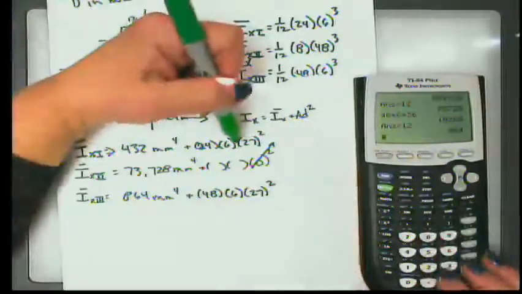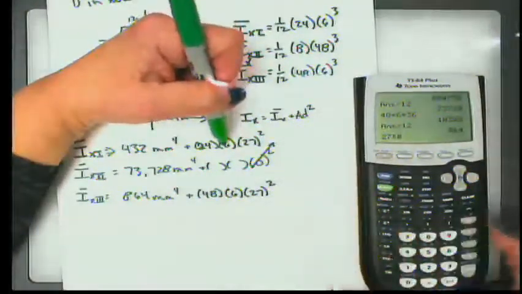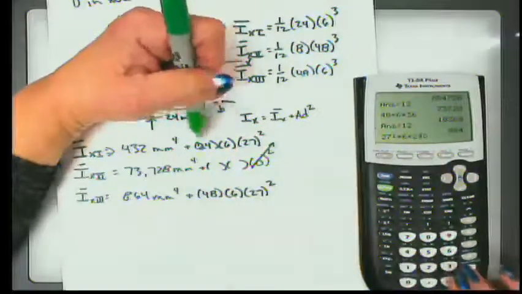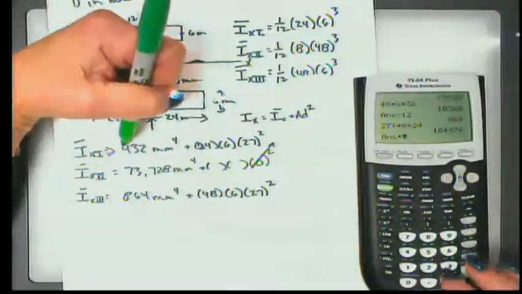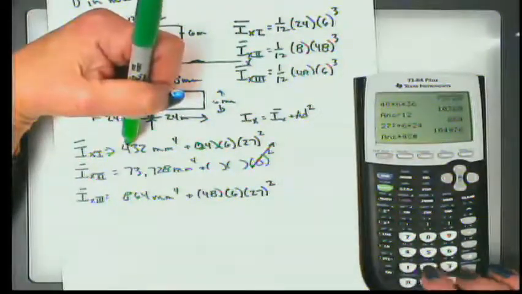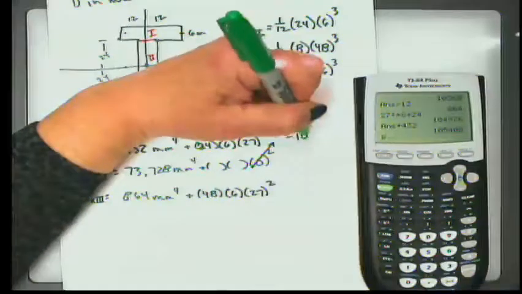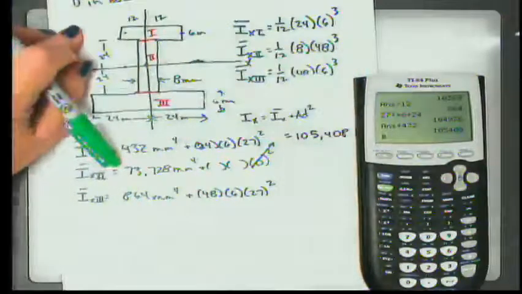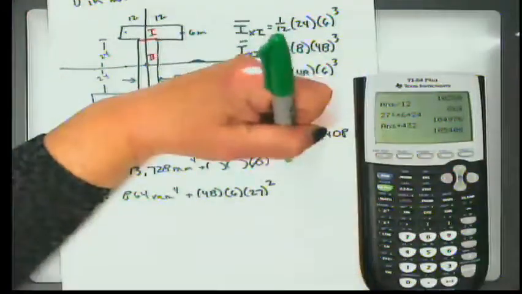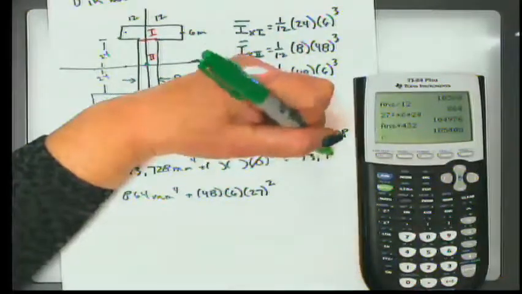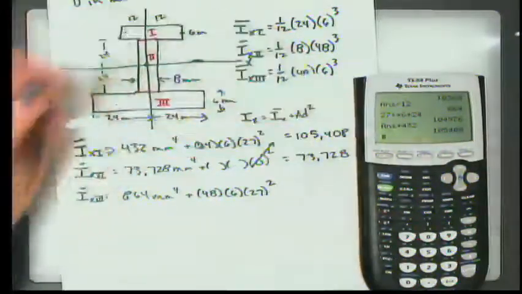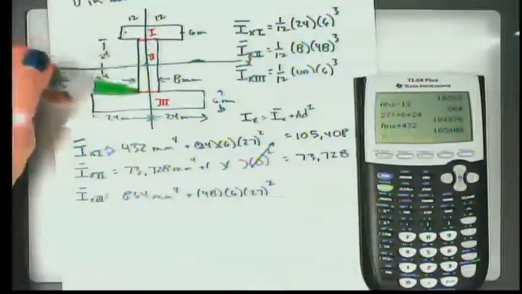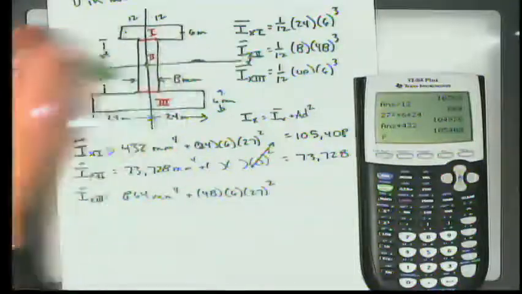All right, so for my first term, I have 27 squared times 6 times 24, and I add to that my centroidal moment of inertia, 432. So that value is 105,408, once again in dimensions of millimeters to the fourth. The parallel axis theorem does not contribute anything for part 2 because the centroidal axis of part 2 is the centroidal axis given by x.